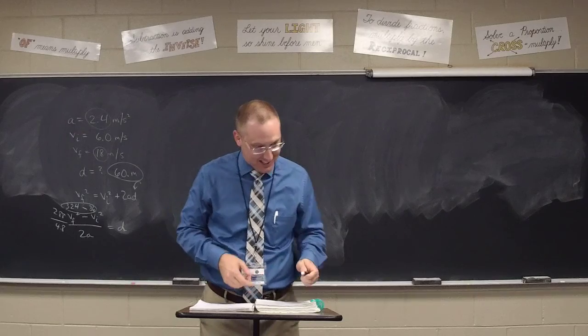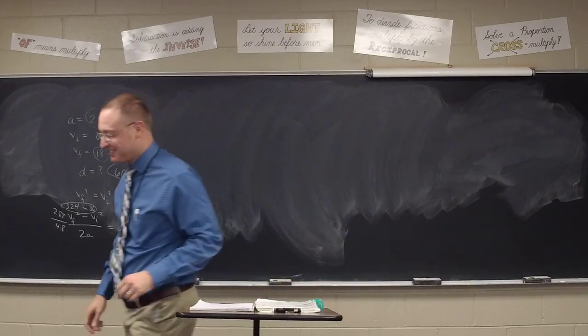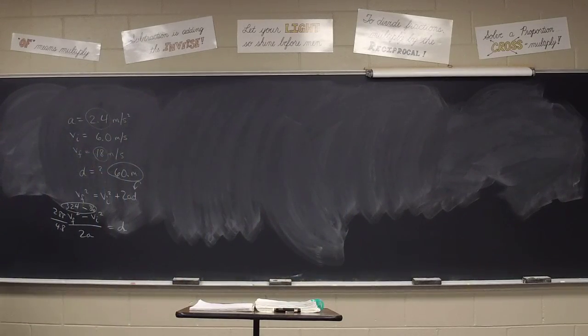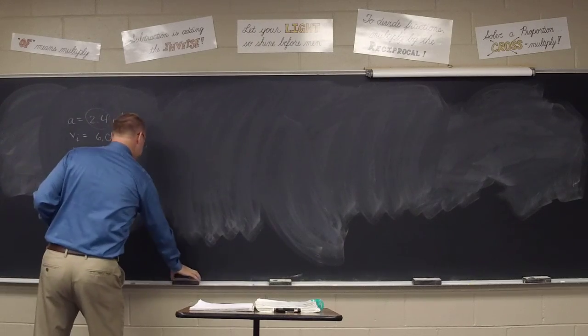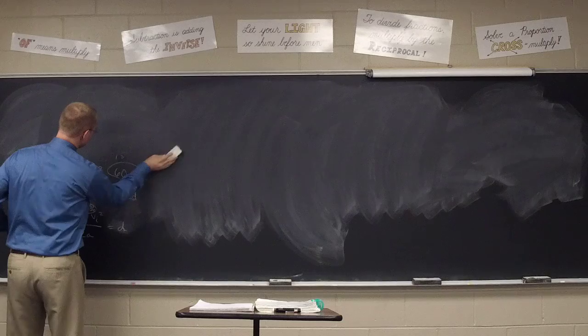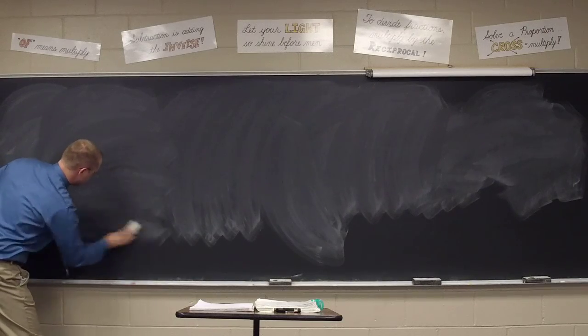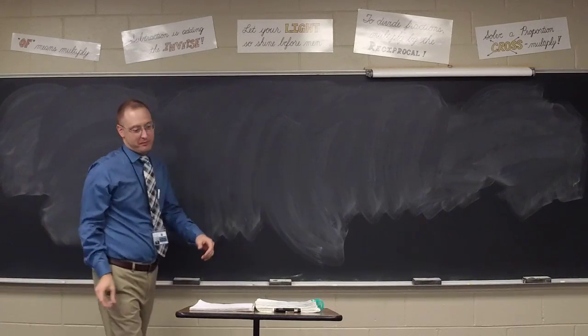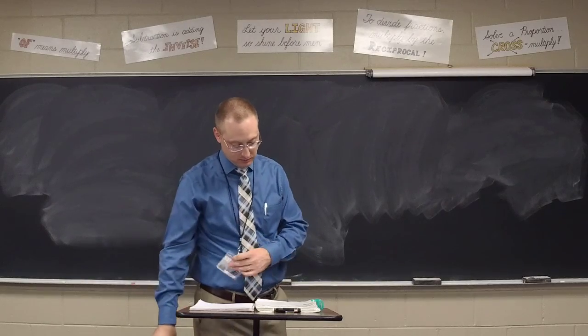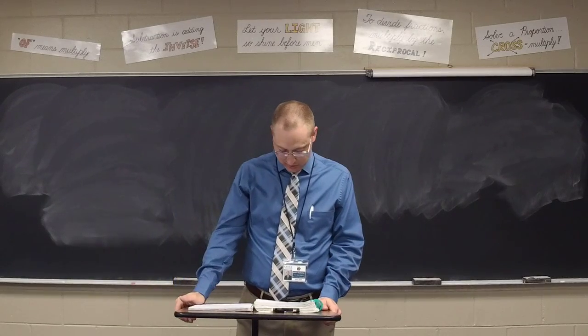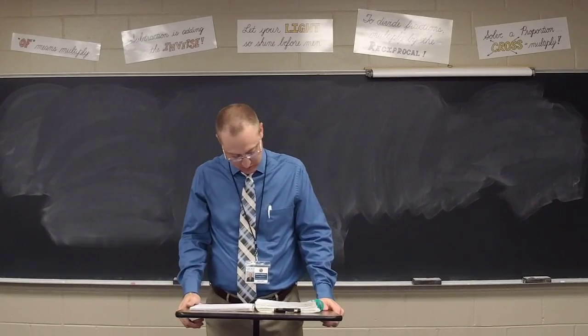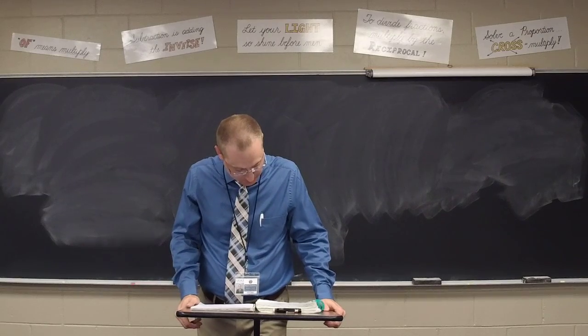Example 6.8, go ahead and read it for us, Michael. A truck passes a stopped car at an intersection just as the traffic light turns green. The truck is traveling with a constant velocity of 15.6 meters per second. The car begins to accelerate at 3.4 meters per second squared just as the light turns green. How much time will it take for the car to overtake the truck? How far will the car travel in that time? And find the car's velocity when it overtakes the truck.